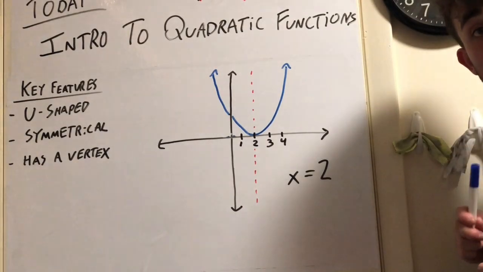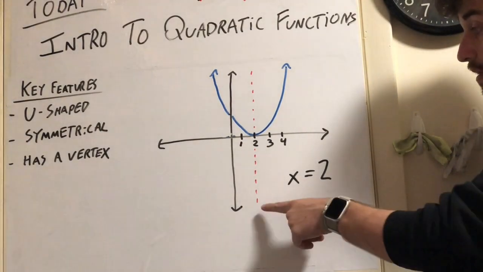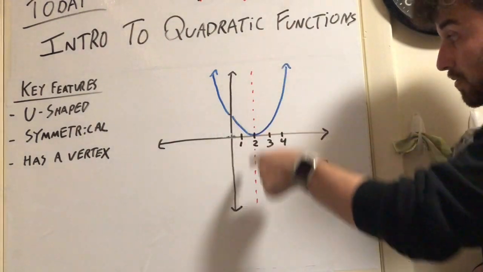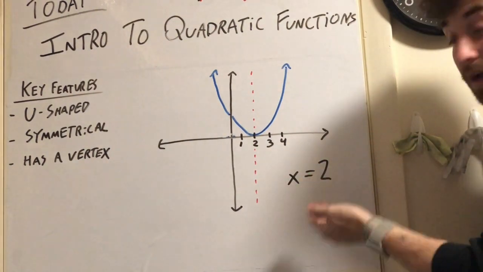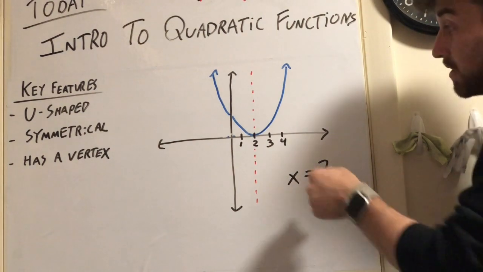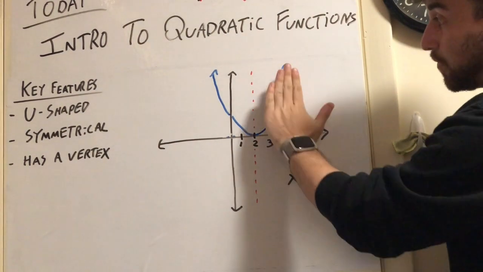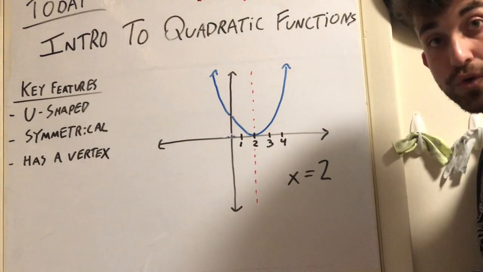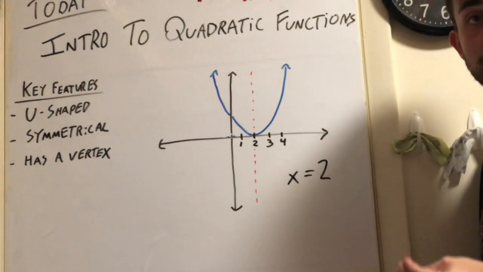Just so you can see that idea a little more clearly, here is that axis of symmetry in red. This red dotted line is the line x equals 2, and you'll see that if I were to fold this quadratic function over that line, the two sides would match up perfectly.